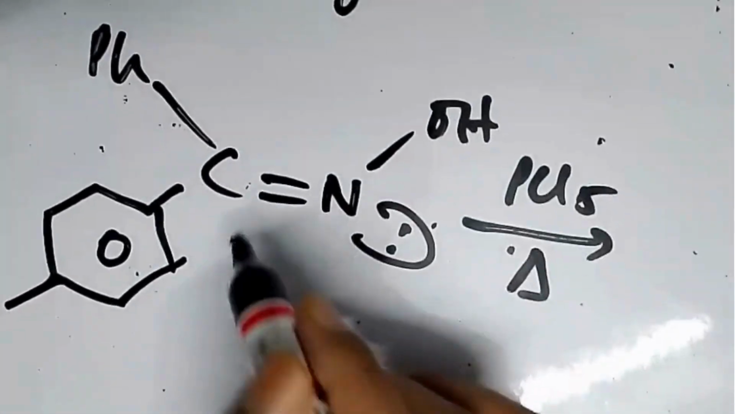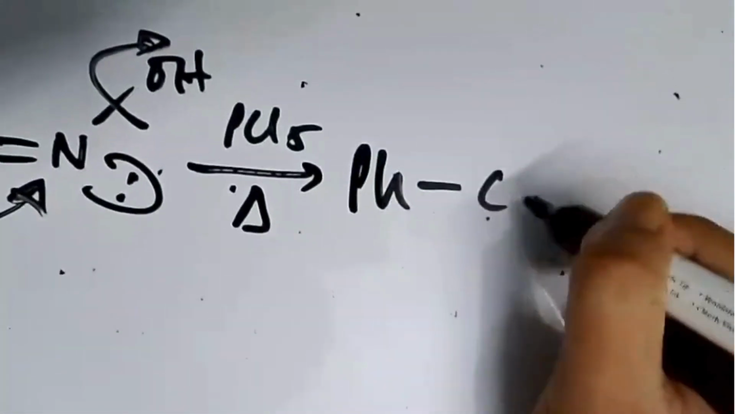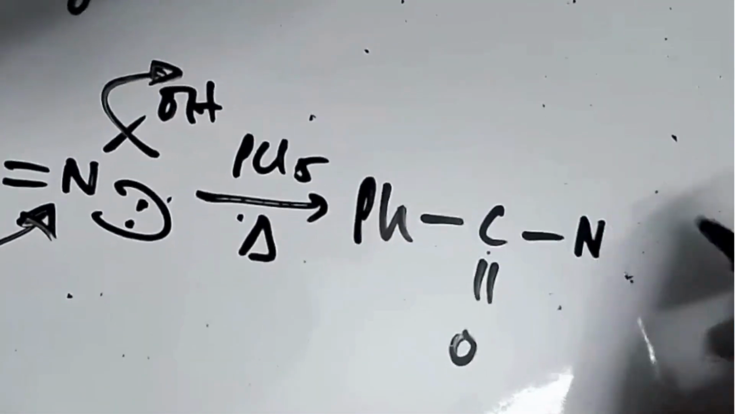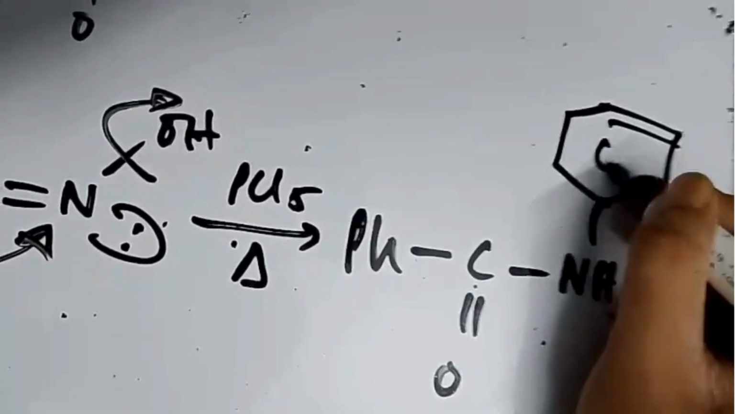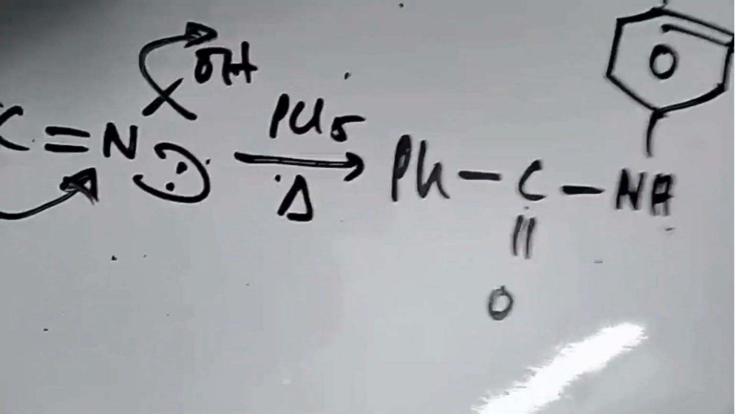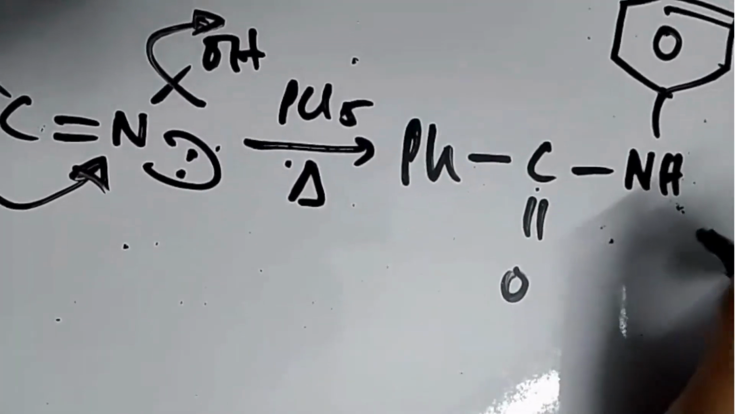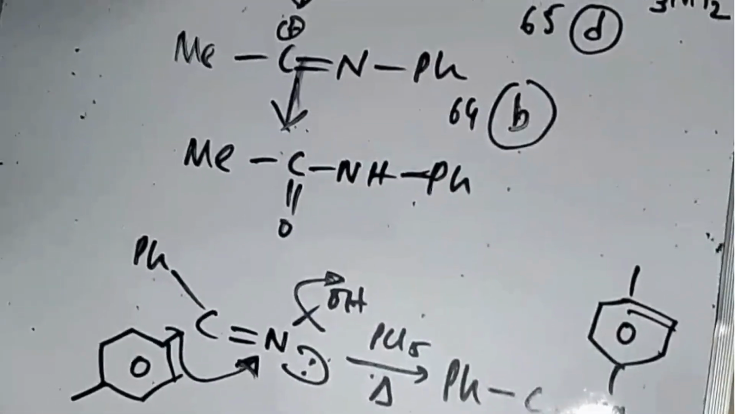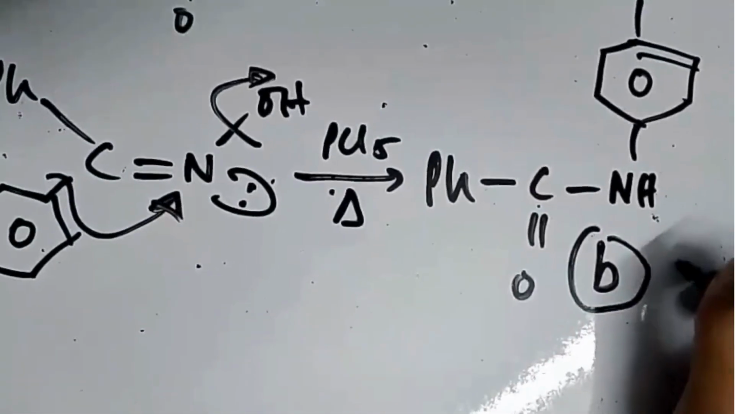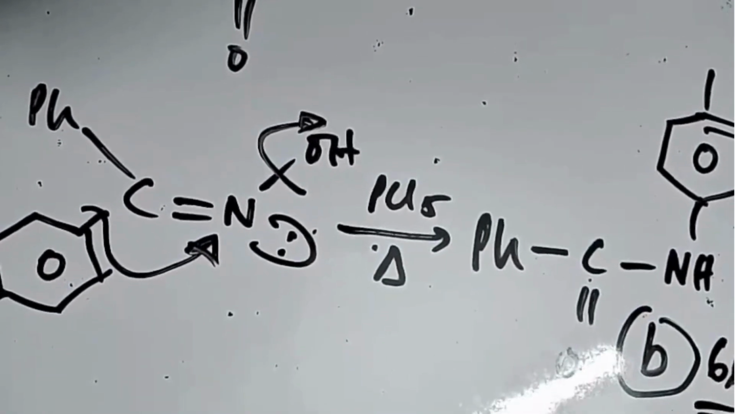So the similar type of thing happens and the group opposite to the leaving group migrates, and as a result of which we get something like CONH, and this is the final product. So this matches with option number B. So these are the three answers that we have discussed for questions 64, 65 and 66, and so we'll proceed with the next question now.